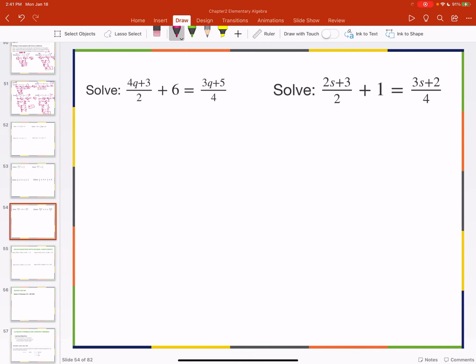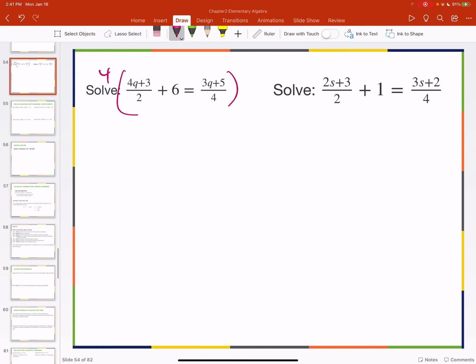If we have 4q plus 3 over 2 plus 6 is equal to 3q plus 5 over 4. Again, what's the LCD here? The LCD for this is 4, so we can just go ahead and use that to reduce this. We have 4 times the quantity 4q plus 3 over 2 plus 4 times 6 is equal to 4 times 3q plus 5 over 4.